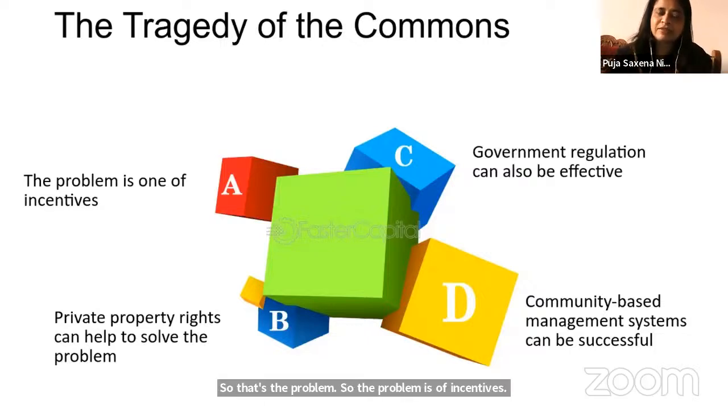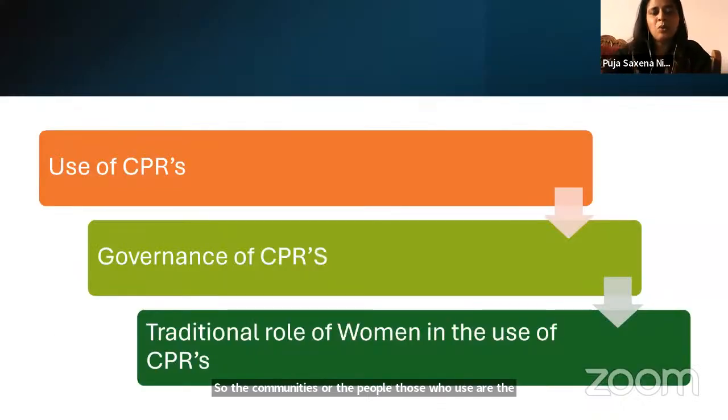The problem, as put in this slide, is of government regulation and private property rights, which do not apply here. What works best for common property resources is what has emerged as a solution by itself, a community-based management system, where the communities, or the people who use them, are the ones who run them. I'm unable to go into details in such a short span of time, but if I go ahead with the research paper, all these points will be discussed: the use of CPRs, governance, and the evolution of the role of women in the use of CPRs. Governance is what I have already talked about. The communities govern them.